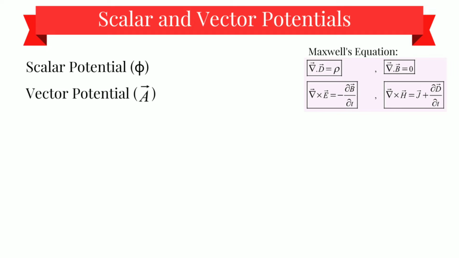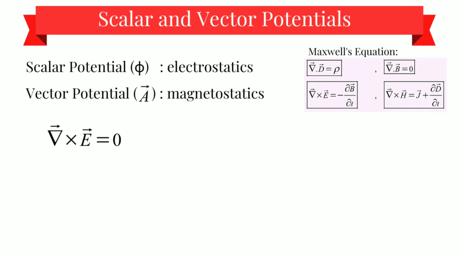So we already know that we represent scalar potential by phi and vector potential by A. Scalar potential is in electrostatics and the vector potential is in magnetostatics. Since in electrostatics del cross E is equal to 0, from here we can write the electric field E as the gradient of the scalar potential, that is E is equal to minus del phi.